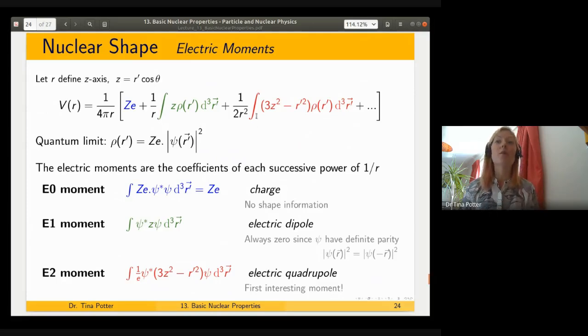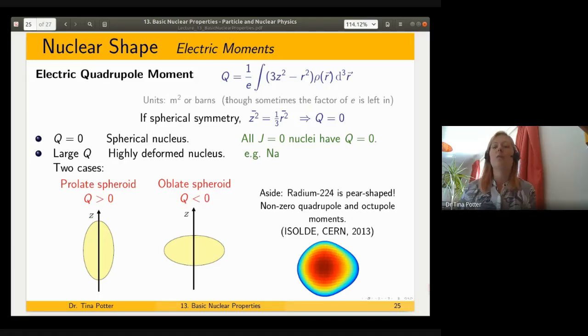The first interesting moment that we actually get to is the E2 moment, the quadrupole moment. And this is the one that's going to give us the information about the shape of a nucleus. So let's have a look at this. I'm going to call this electric quadrupole moment Q. It's going to depend basically on how it's stretched along an axis that we'll call Z, how its radius is stretched, and it's going to tell us about the charge distribution. Now, if we have a fully spherically symmetric potential, then Q is going to be 0. Our quadrupole moment will be 0.